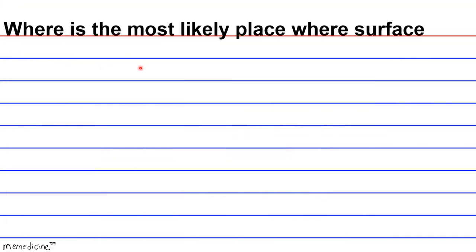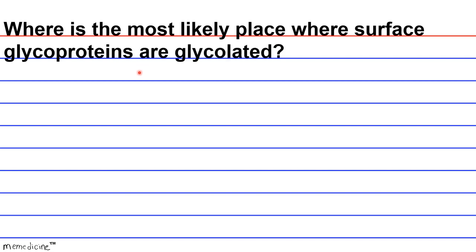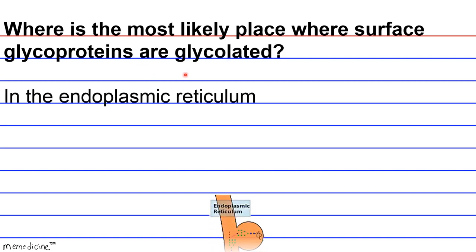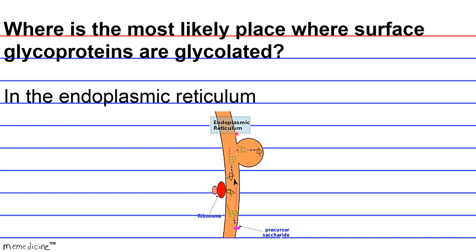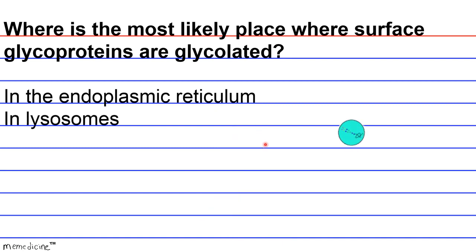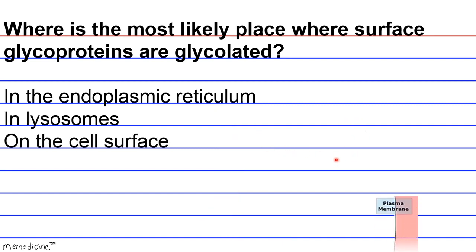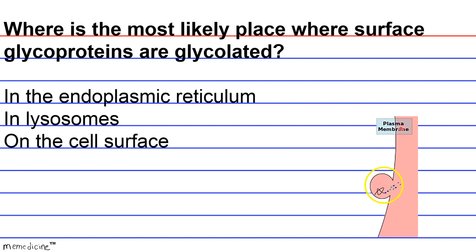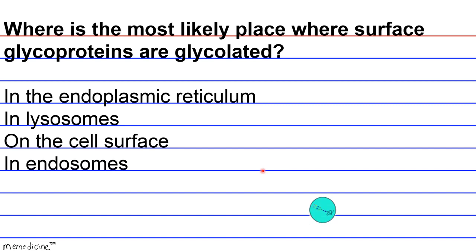Where is the most likely place where surface glycoproteins are glycosylated? Is it A, in the endoplasmic reticulum, B, in lysosomes, C, on the cell surface of the plasma, basically the plasma membrane, or D, in endosomes? I'll give you a moment to think. This requires standalone outside knowledge apart from the passage.